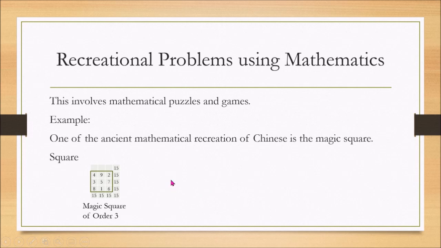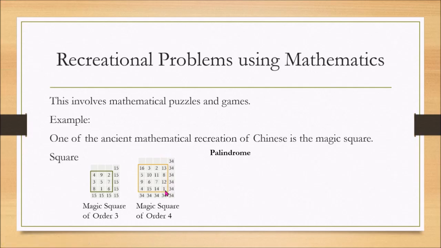Also, if there is a 3 by 3, there will also be a square of 4, of 5, and so on. For a magic square of 4, the sum is 34, just like in your 3 by 3, for rows and columns.